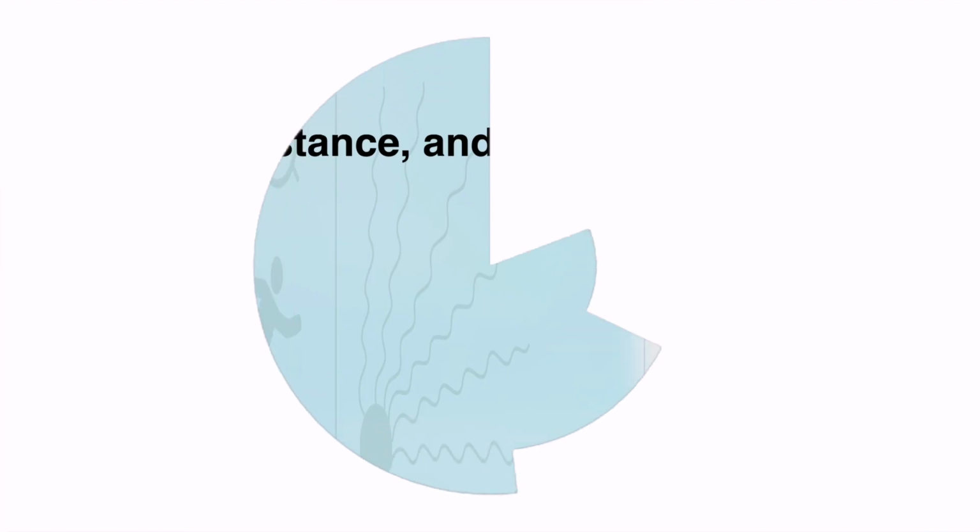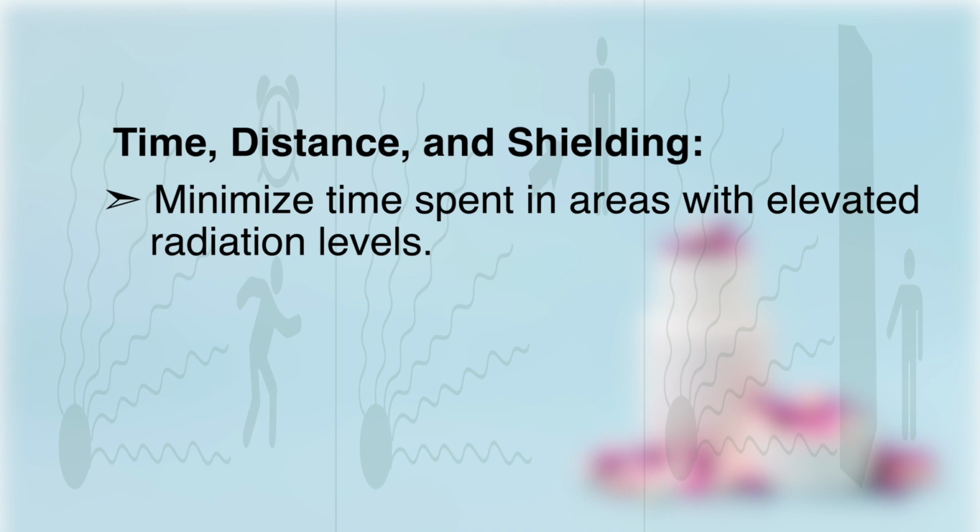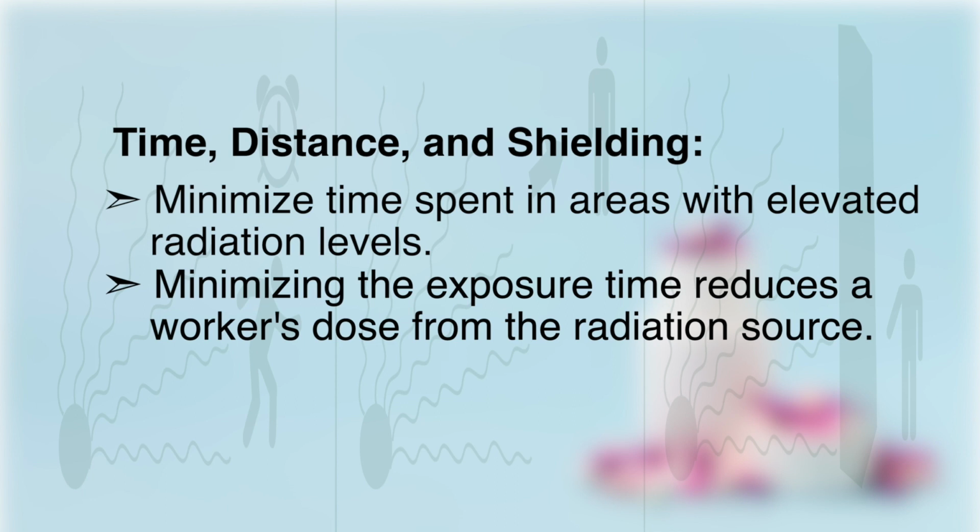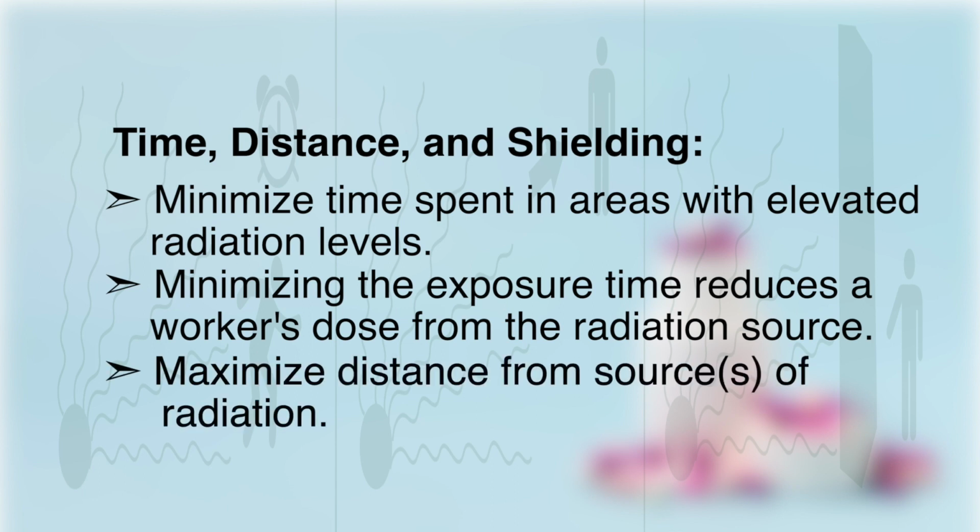So when it comes to ionizing radiation, one has to keep in mind time, distance, as well as shielding. First, how to manage the time: minimize the time spent in areas with elevated radiation levels, and also minimize the exposure time, which reduces a worker's dose from the radiation source. Another one is to maximize distance from the sources of radiation.